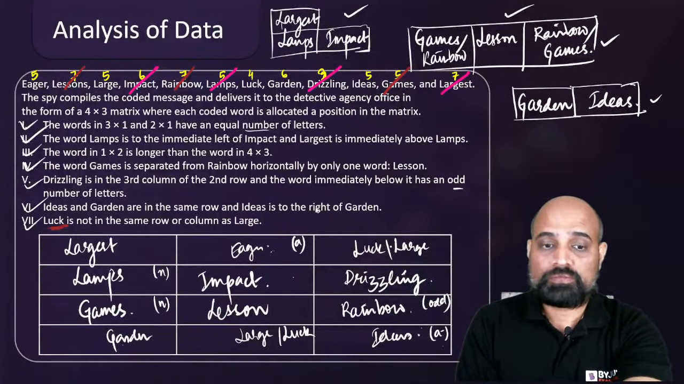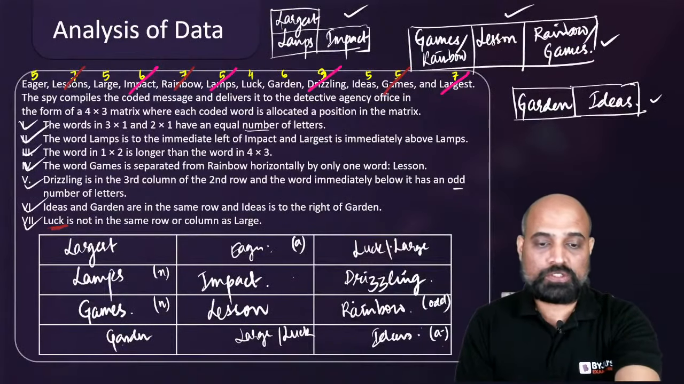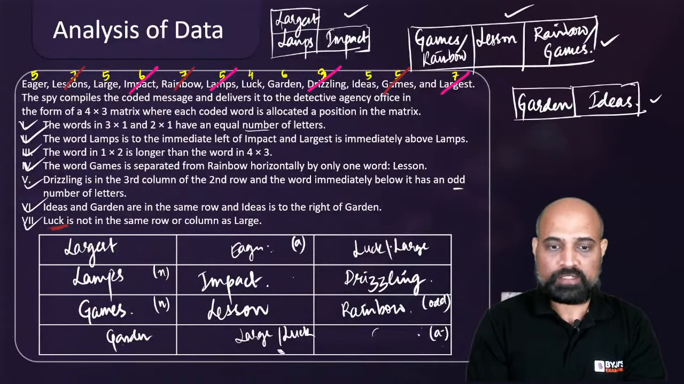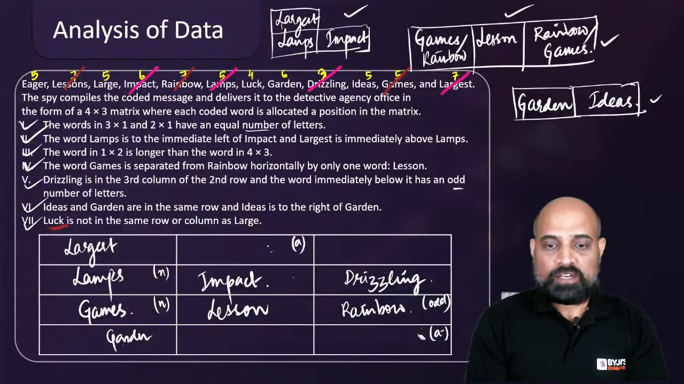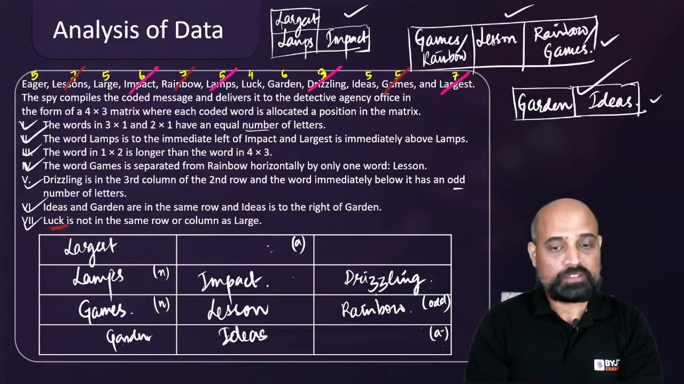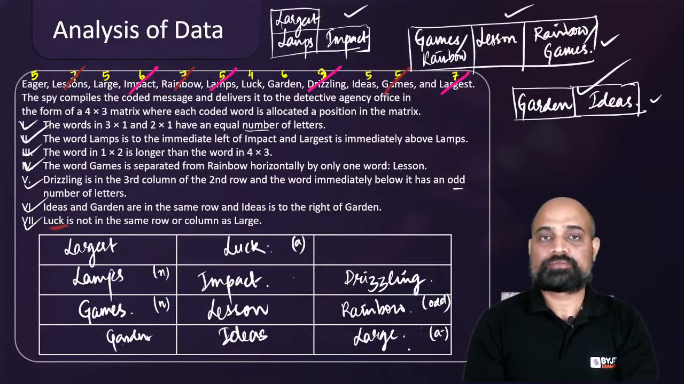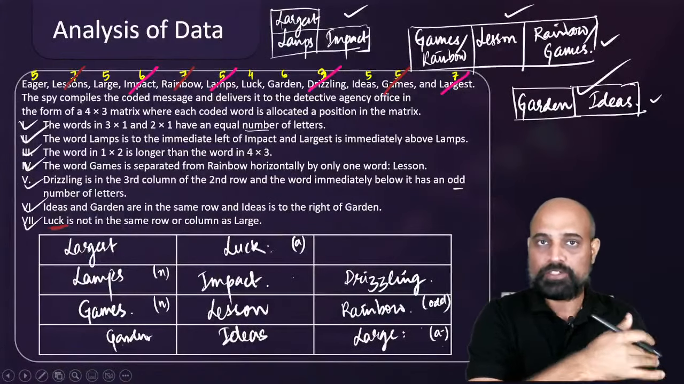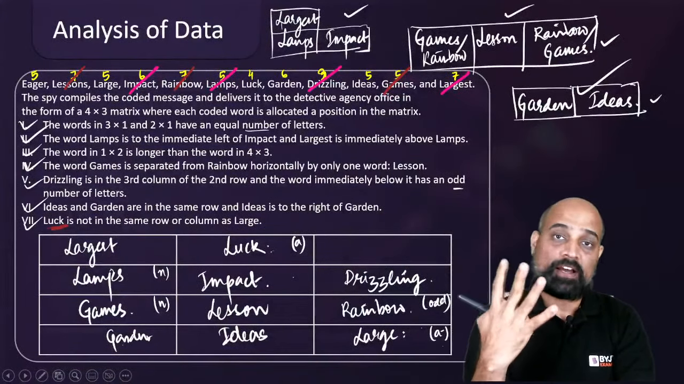Ideas is a 5-letter word and eager is also a 5-letter word, so we can't place them here either. So only one case is possible. We can have garden here, we can have ideas here. Done with this, we will put large over here and take luck over here. Because among all the words that we have, garden is a 6-letter word, then we have 5-letter words, and then we have luck, which is a 4-letter word.